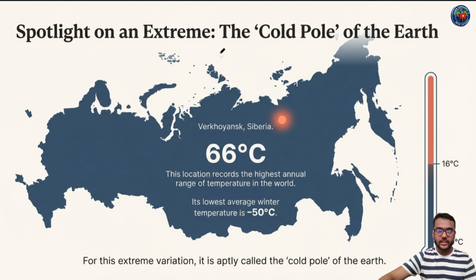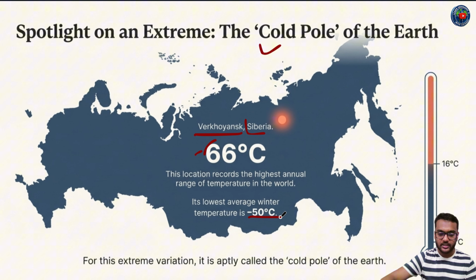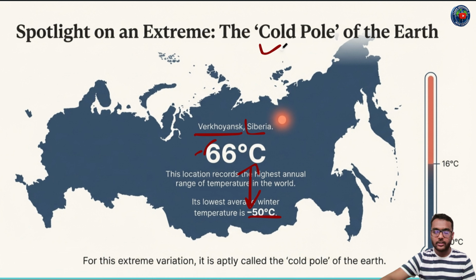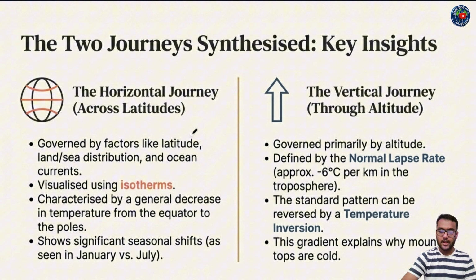Now there is an interesting factor, the cold pole of the Earth. This location recorded the highest annual range of temperature in the world. That means 66 degrees Celsius in Verkhoyansk, located in Siberia, which has the highest annual range of temperature in the world. Highest temperature 66 degrees Celsius, and on the other hand, lowest temperature minus 50 degrees Celsius. This is the highest range found in the world in temperature variations. For this extreme variation, it is aptly called the cold pole of the Earth.